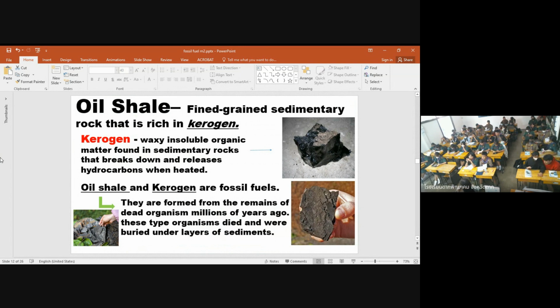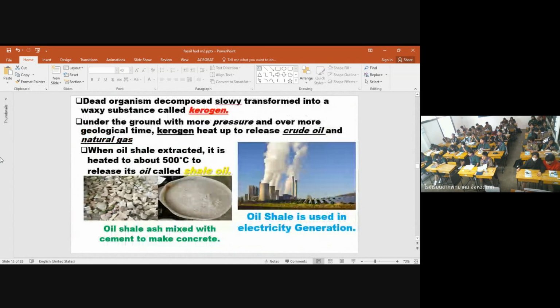Oil shale is produced from the remains of dead organisms. So it will form oil shale. This is an example of oil shale. It was buried for millions of years. So that is oil shale.